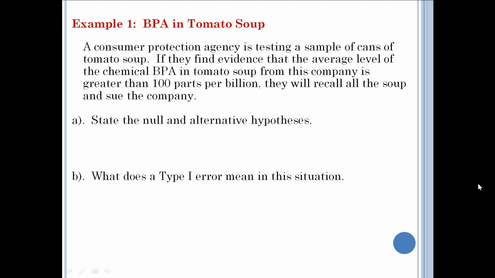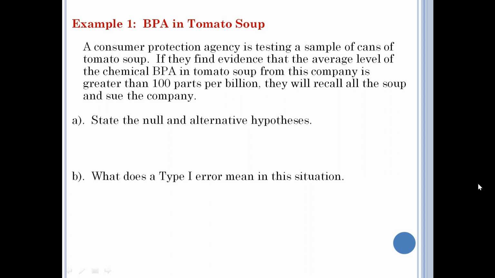Example 1. A consumer protection agency is testing a sample of cans of tomato soup. If they find evidence that the average level of the chemical BPA in tomato soup from this company is greater than 100 parts per billion, they will recall all the soup and sue the company. State the null and the alternative hypothesis.